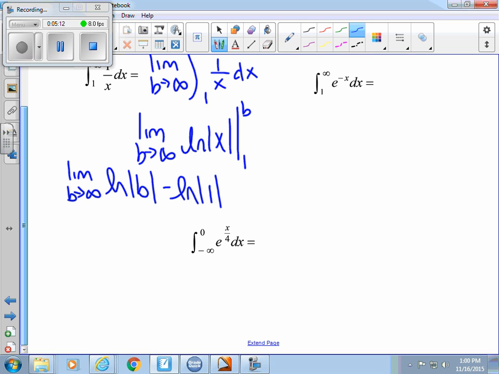Does it level out though? No. So it goes to infinity, doesn't it? Very slowly goes to infinity. So this integral has no answer. It's called divergent. It diverges. It does not have a finite area like the two on the bell ringer did.